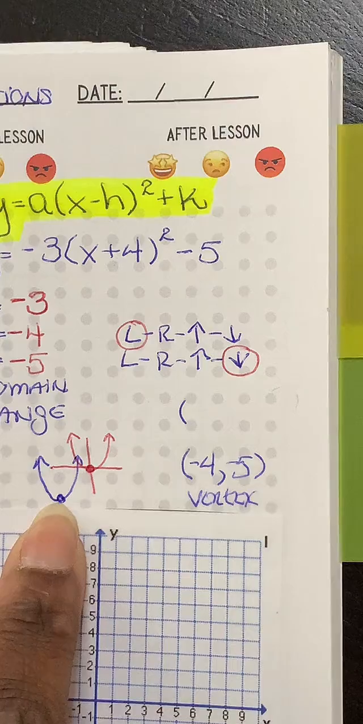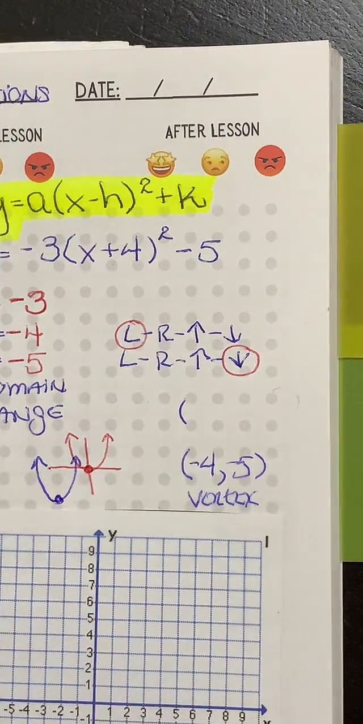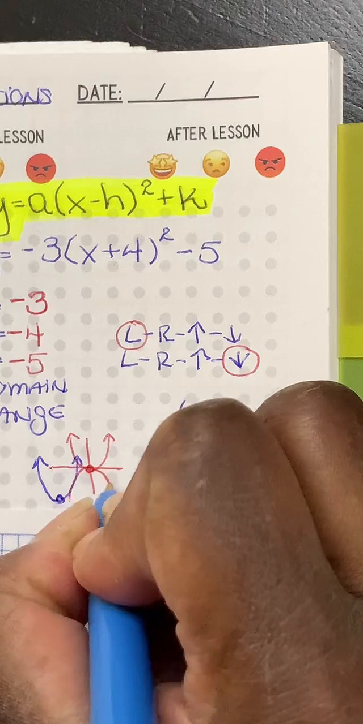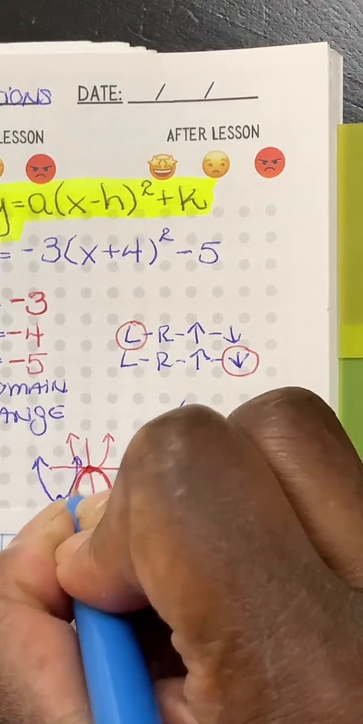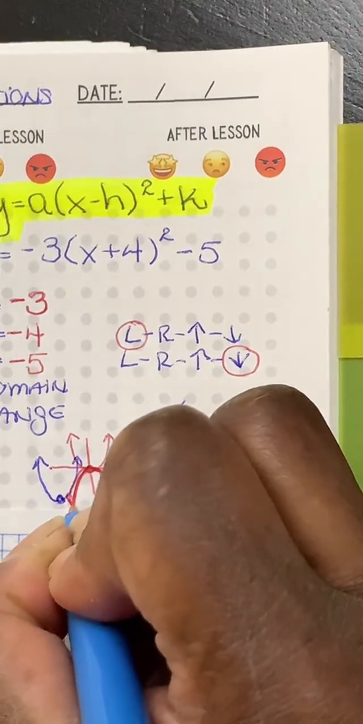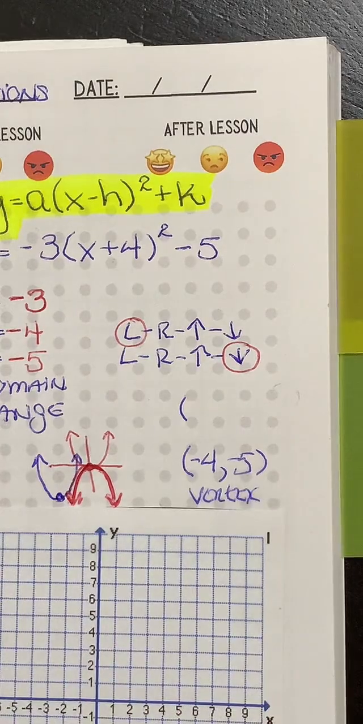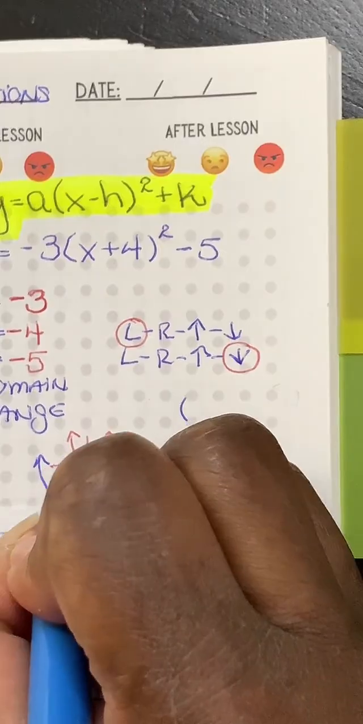Why is it going to open down like a frown? I just caught myself. Why is it going to open down like a frown? Go ahead, put it in the chat. It's going to open down like a frown.